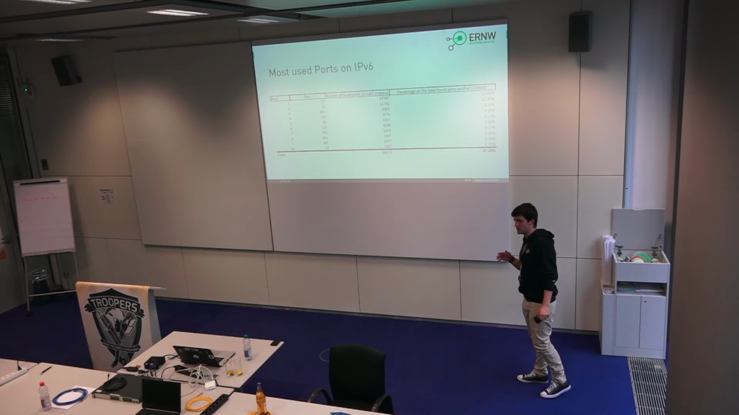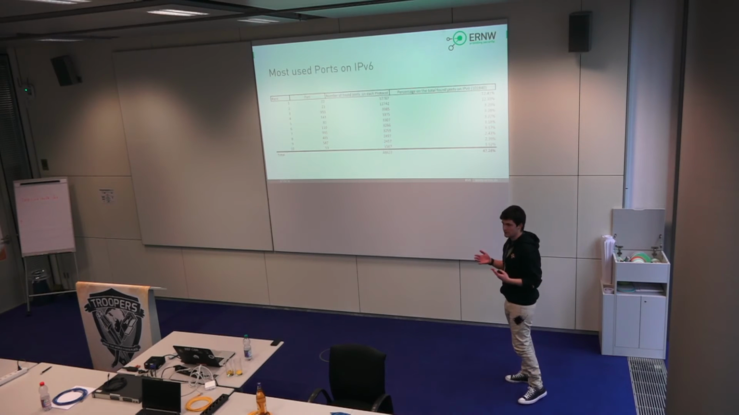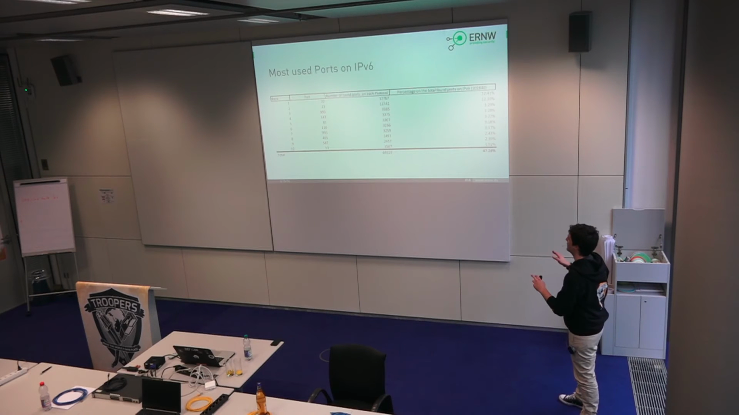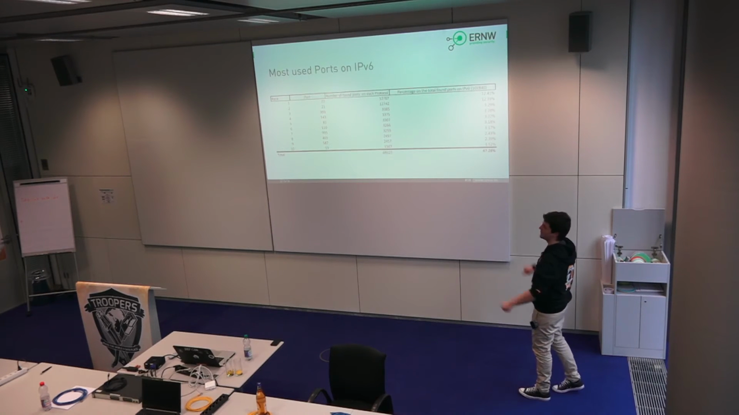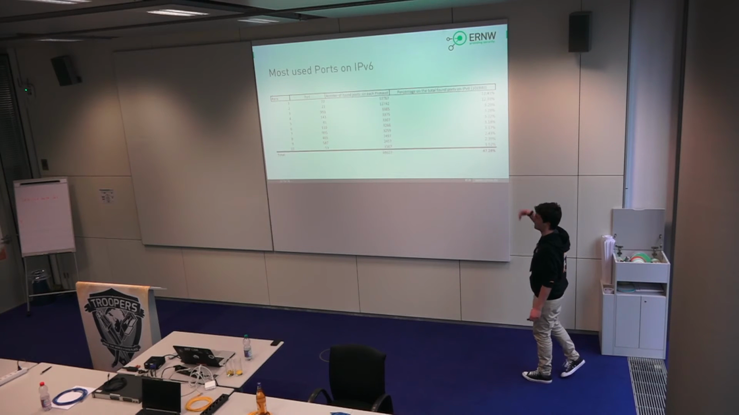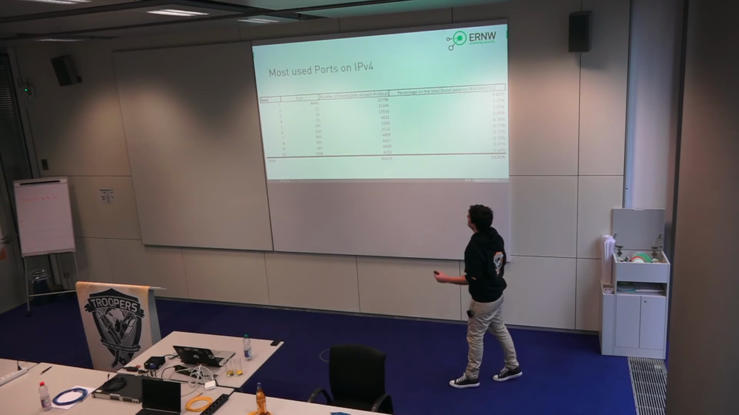47% of all the ports, so almost half the ports I found on IPv6, were among the 10 most found ports. Always think about 80 and 443 being excluded, because otherwise they would break the statistics. But apart from that, 50% are found among the top 10 ports on IPv6.